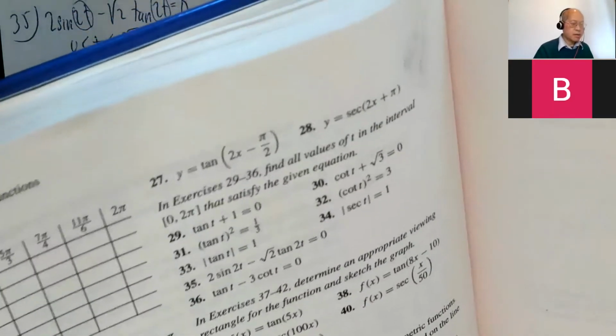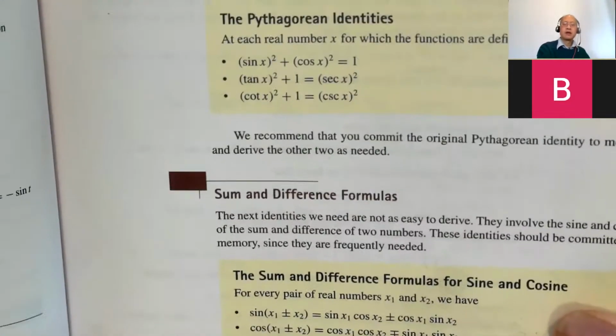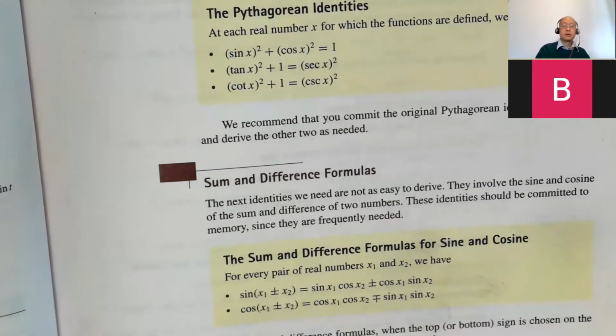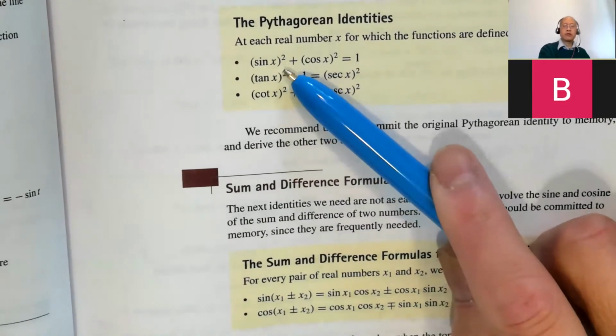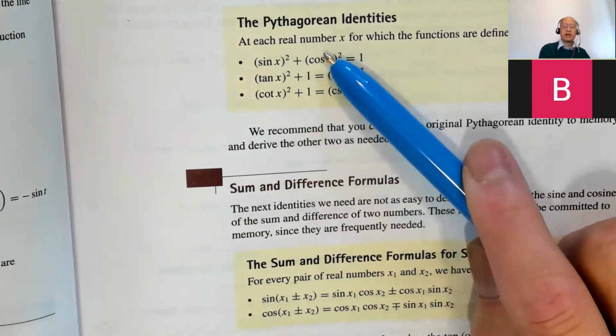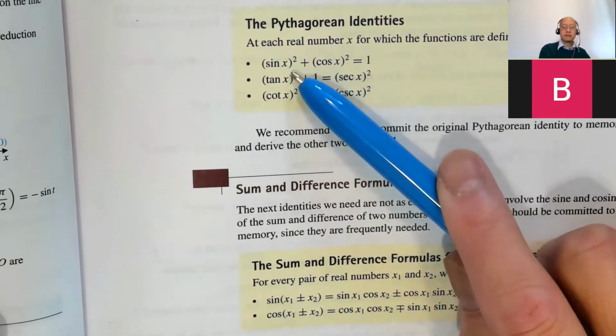And let me show you in the text. Page 239. So we have these, which are equivalent to what I wrote. I don't really like the way the text writes it with parentheses squared. I know where they're coming from. That's how you would have to type it on your calculator. But these three are the same as what I got.